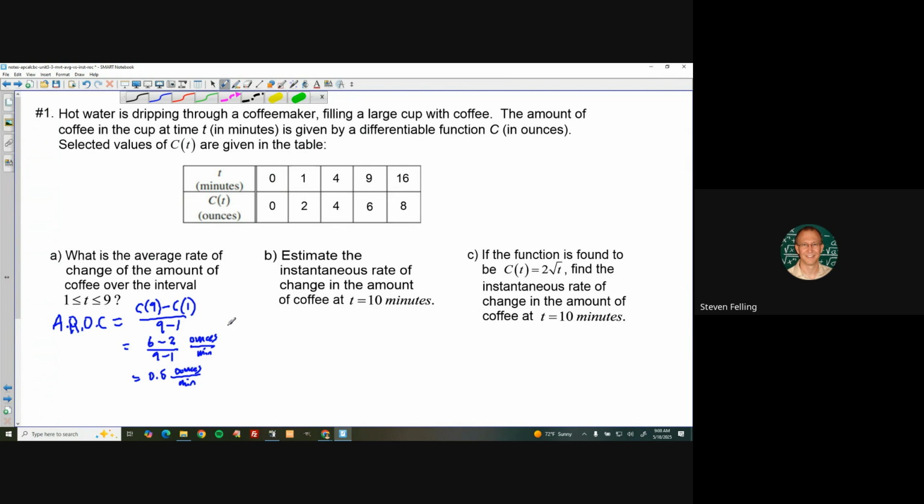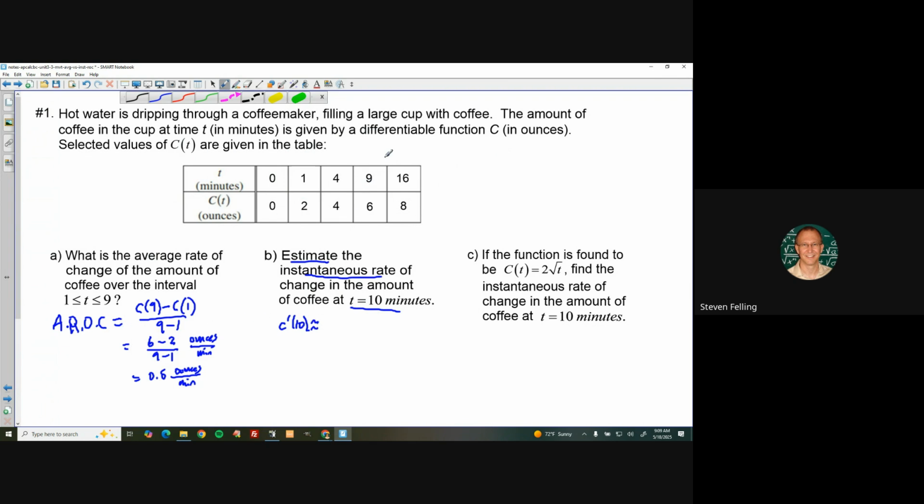Okay, then it says estimate the instantaneous rate of change at a single value, t equals 10 minutes. So we really would like to have the derivative, the instantaneous rate of change of c. We would like to find c prime at t. So what we're doing is we're estimating. So you could write this. You could say c prime at t is estimated, so I'm going to use an approximate equals symbol, but I'm going to estimate that with an average rate of change.